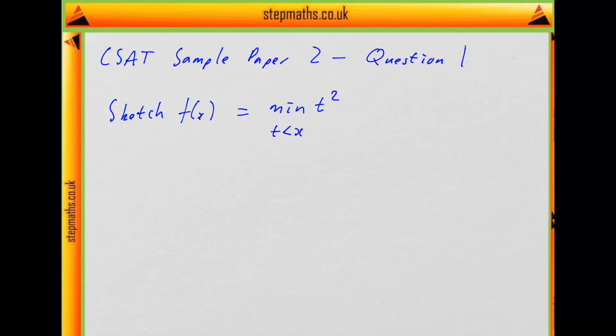This is question 1 from the second CSAT sample paper. In this question we're simply asked to sketch the function f of x equals the minimum of t squared for t strictly less than x. So if you want to have a go at this question yourself, pause the video now.